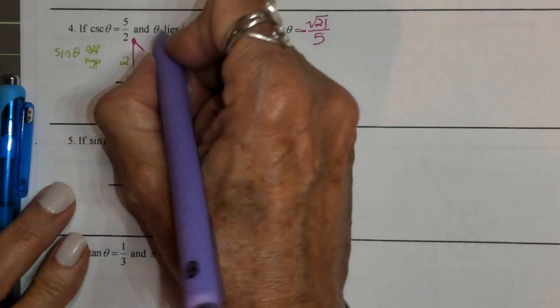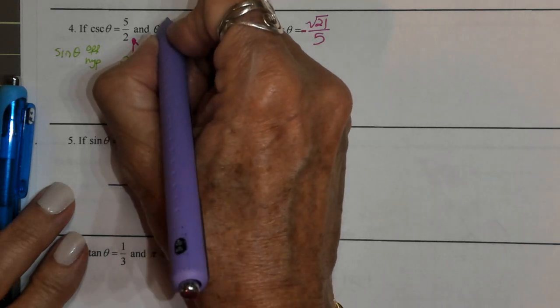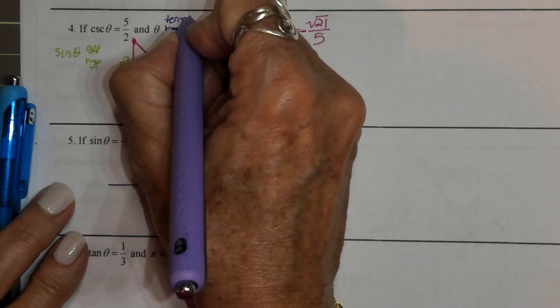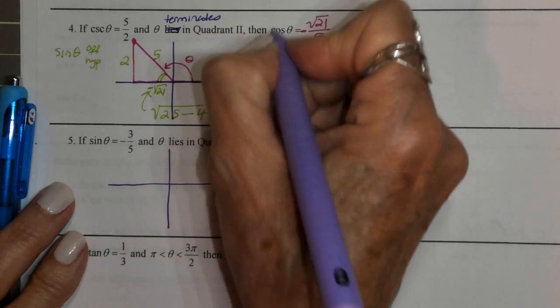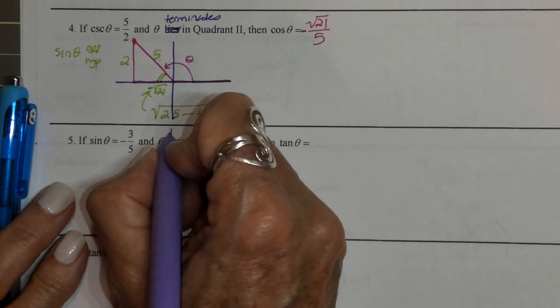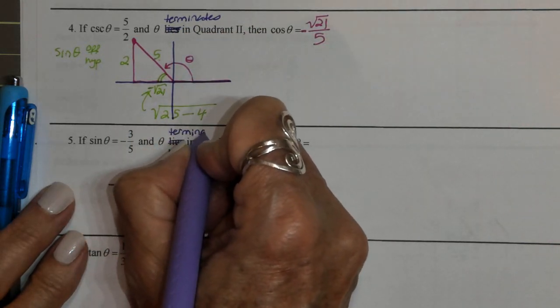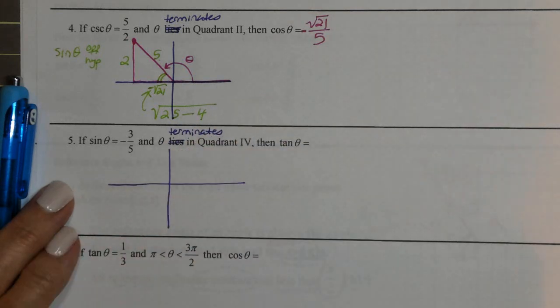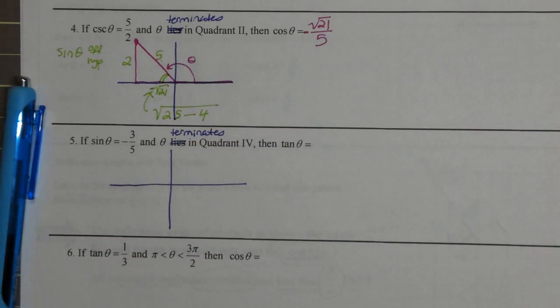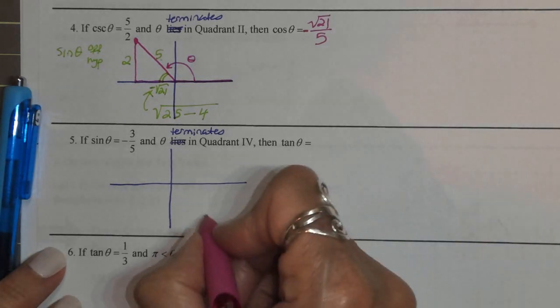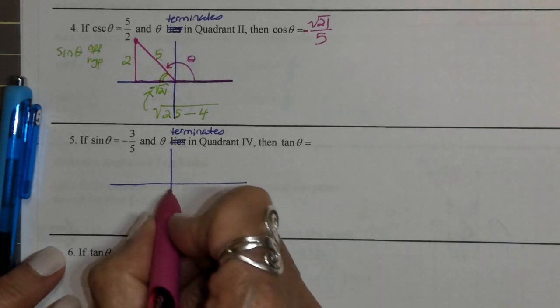And it says lies. Really and truly, I'm going to fix this on your notes. It should say terminates. It doesn't lie there. It should say it terminates. So I'm going to fix that in your copy. It terminates there. All right, so I'm going to draw that ray terminating in quadrant 4.